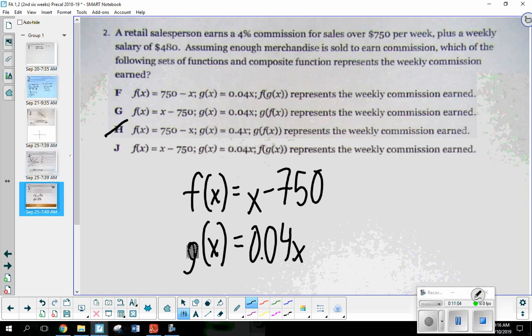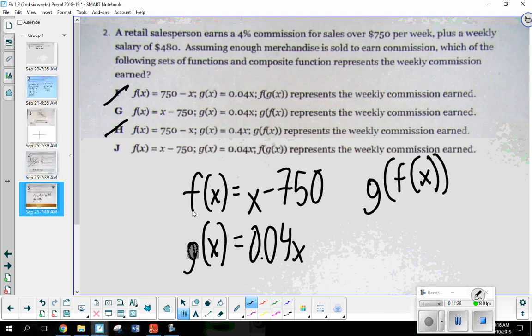And then also, since we have x minus 750, you can get rid of F as well. So we got 2 left. The only difference here is how the composition of functions is set up. Which way would we want to set up our composition of functions? G of f of x. Why would we want that and not f of g of x?